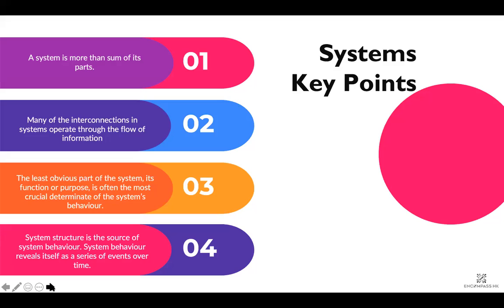So there are a few properties of the system. A system is more than the sum of its parts. Another important property is emergence. So it's not just elements put together, but how are they related? How are they serving the purpose? Second is how the interconnections work to operate the flow of information. I'll give you some examples in a moment. And the third point is the least obvious part. As I said, the function is very important, and we'll look at what determines the function. And finally, system structure is the source of system behavior. So system behavior can emerge over different time.